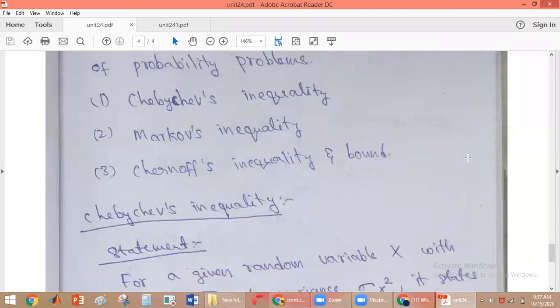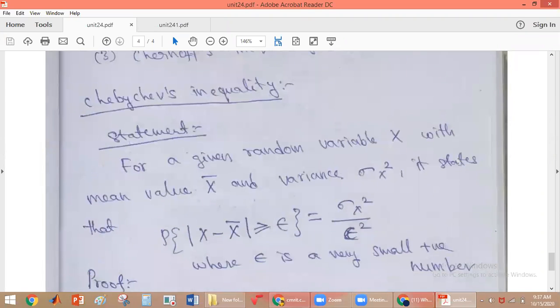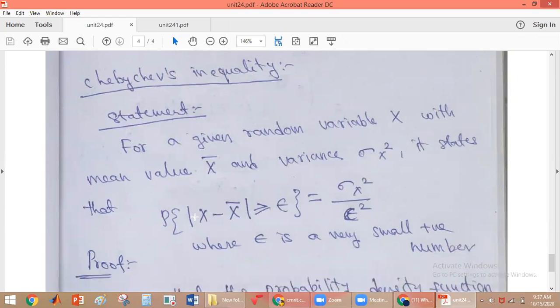So now we'll discuss what is Chebyshev inequality. For a given random variable x with the mean value x bar and the variance sigma x square, it states that the probability of mod x minus x bar greater than or equal to epsilon is less than or equal to sigma x square by epsilon square, where epsilon is a very small positive number. This inequality is defined by this statement.